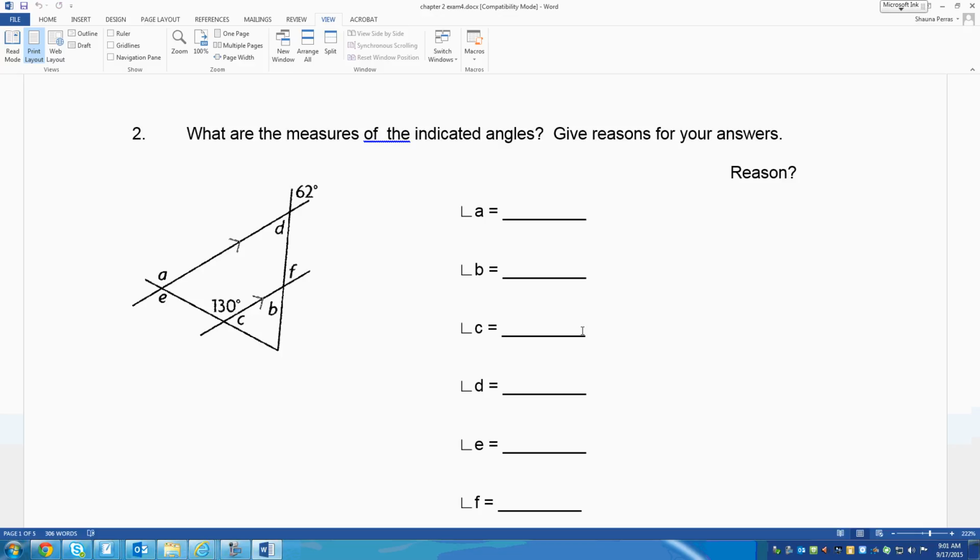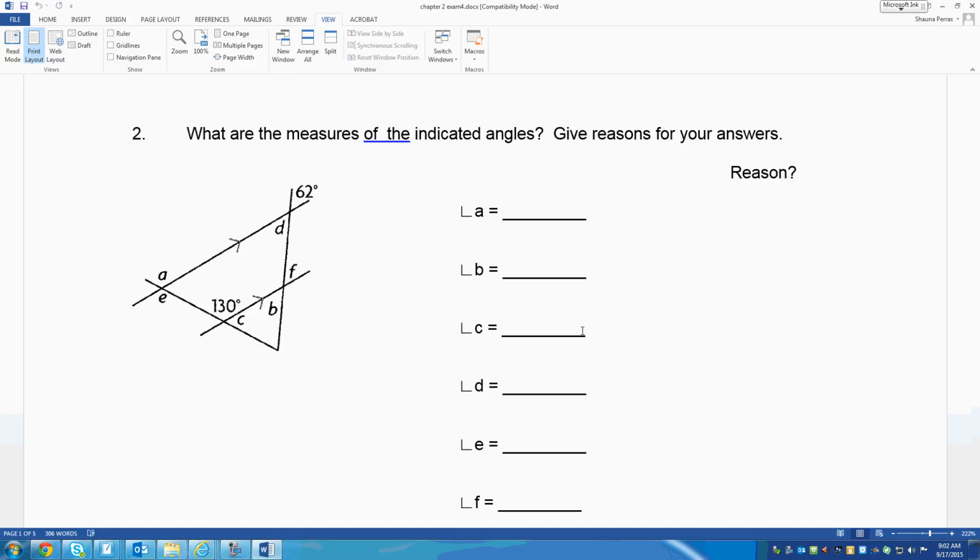So if these are parallel, this third 130 here is parallel or congruent to 130 because of the fact that it's corresponding angles. Okay. Now, some people stated that F was 62 because of vertically opposite to B, and then they went on and stated that B was vertically opposite to F, so it's 62 as well.